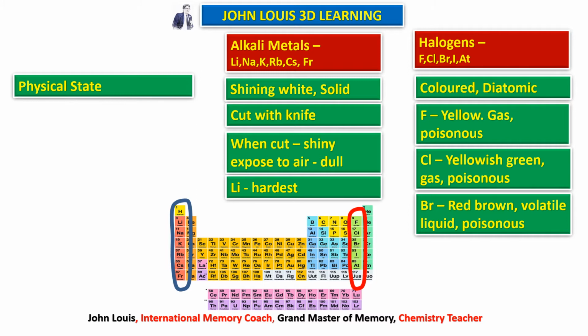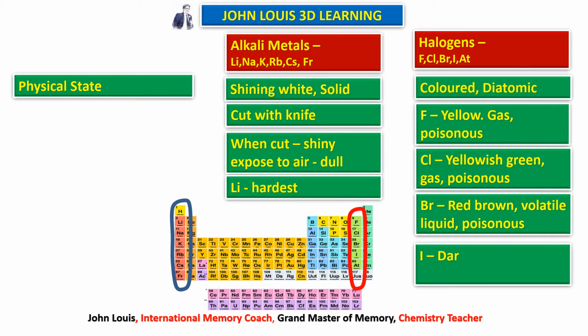But bromine is a volatile liquid. This is also poisonous. Red brown. What is the first letter of red? R. What is the first letter of brown? B. So you can easily remember bromine, Br. B is brown, R is red. So brown red in color. So bromine, that is why it has got that symbol. We can remember by exaggerating things like that.